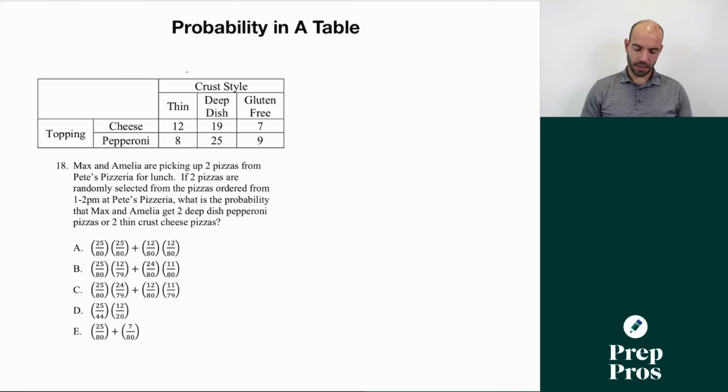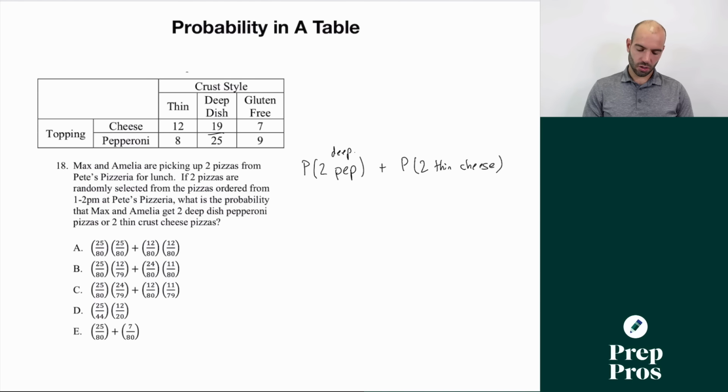Well, we want to find the probability of getting 2 deep dish pepperoni, or, which means we add the probability of getting 2 thin crust cheese. All right, well, let's think about the probability of getting 2 pepperoni. If I'm going to pick 2 pizzas, let's start with the first one. If I'm going to get a deep dish pepperoni pizza, that's what it says here.